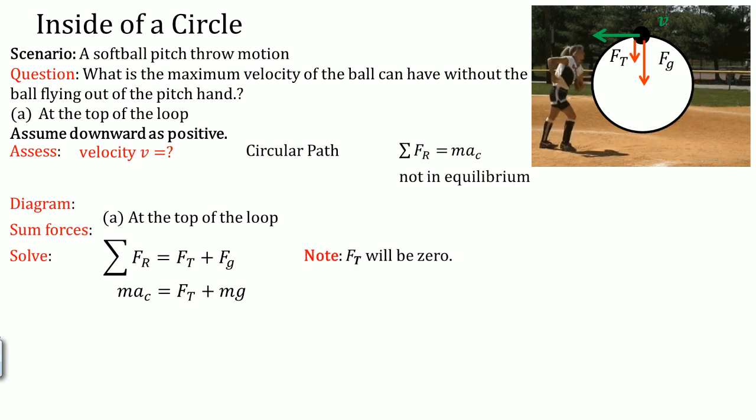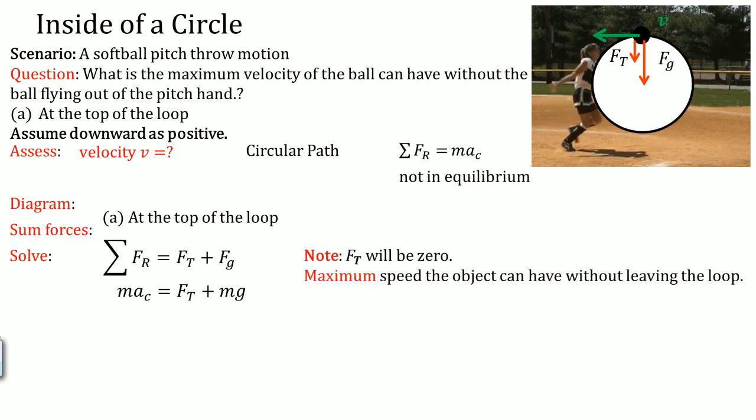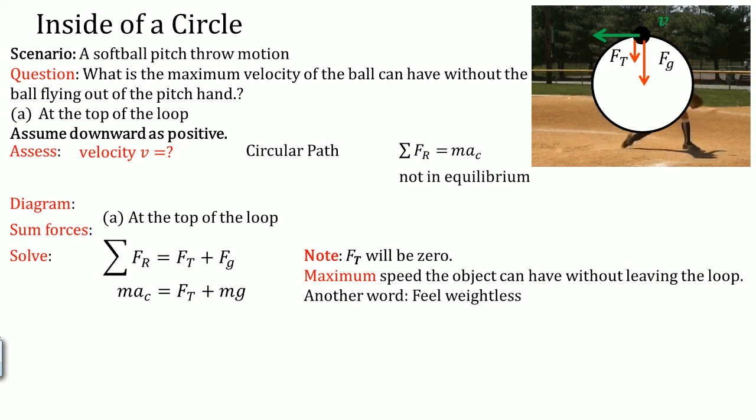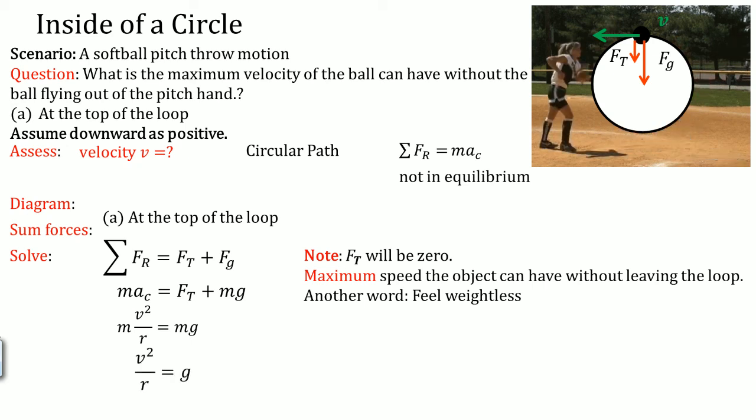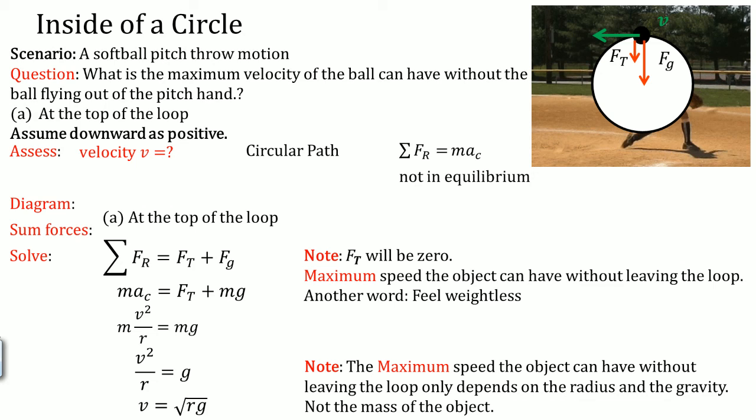Notice Ft here would be 0 because at the maximum speed the object can have without leaving the loop, that basically means it feels weightlessness. That's why Ft basically becomes 0. So Ft disappears. You have our old problem, m v squared over r is equal to mg. Mass will cancel. Solving for v, you get v equals the square root of rg. Please note that the maximum speed the object can have without leaving the loop only depends on the radius and the gravity, never the mass. There you go.